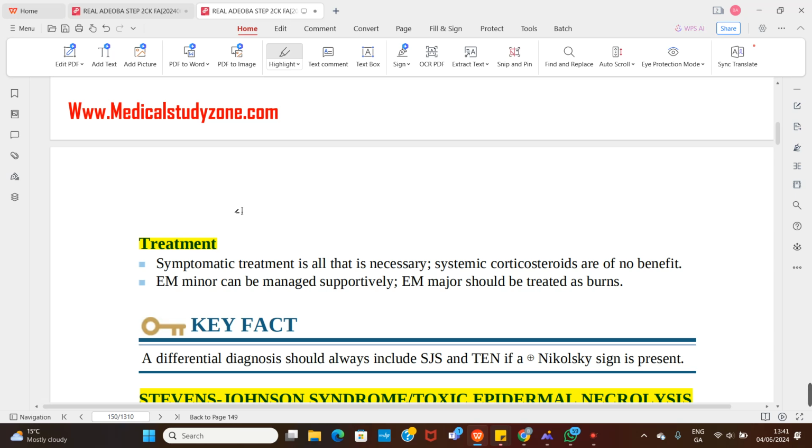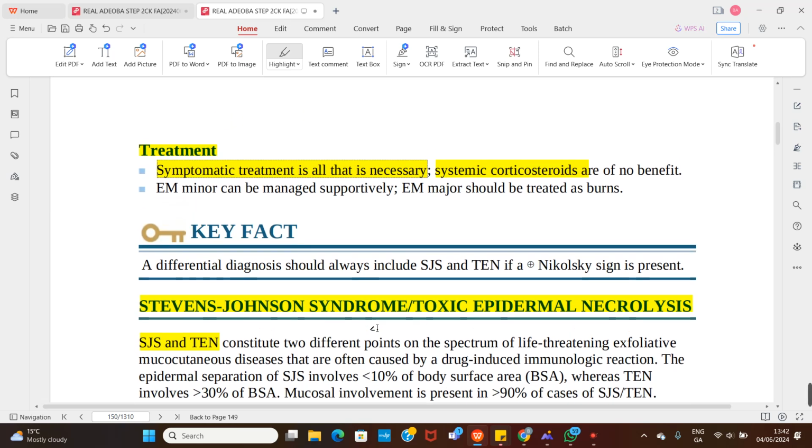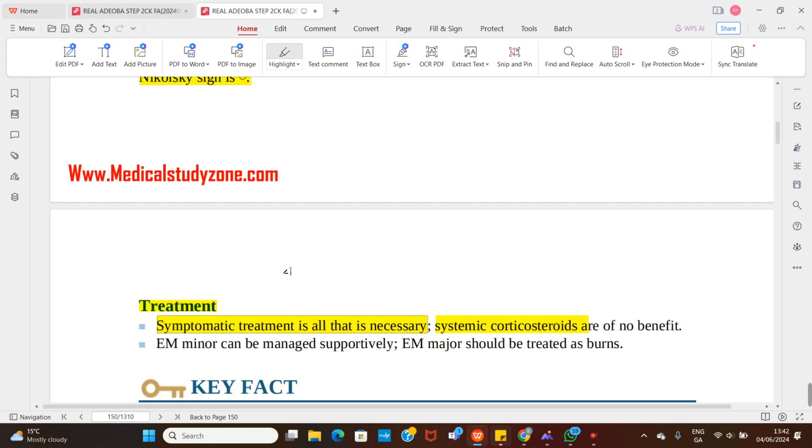So how do you treat? First of all, systemic corticosteroids have no role. You don't use systemic corticosteroids, and symptomatic treatment is all you do, right? Depending on the cause, you just want to do away with the underlying trigger. If it's a drug, stop it. If it's an infection, try to treat it, right? Treat the underlying cause.